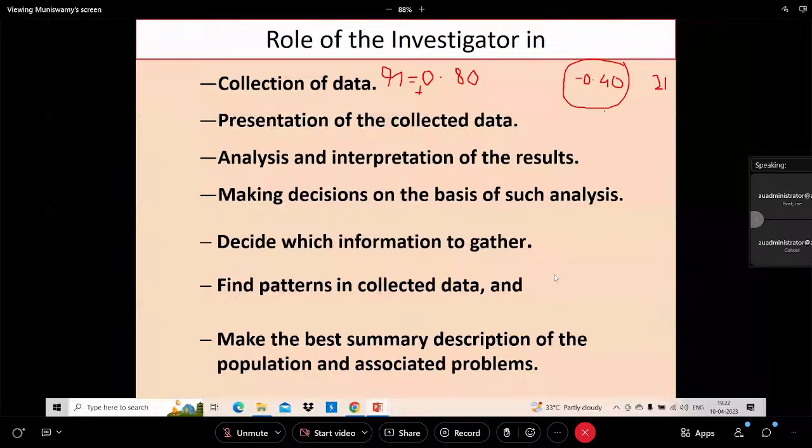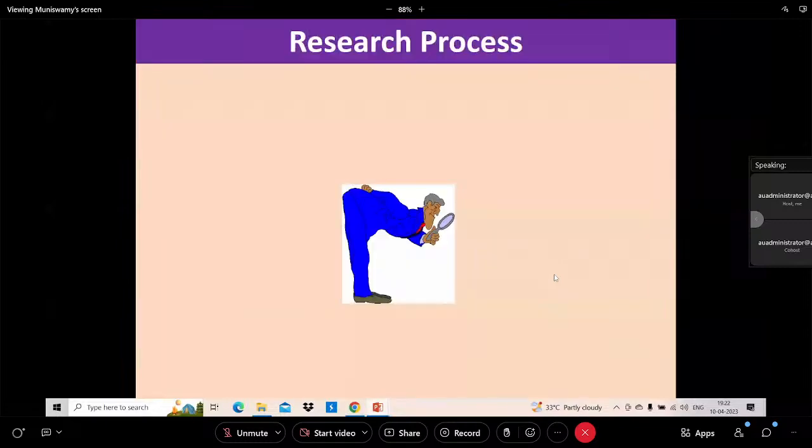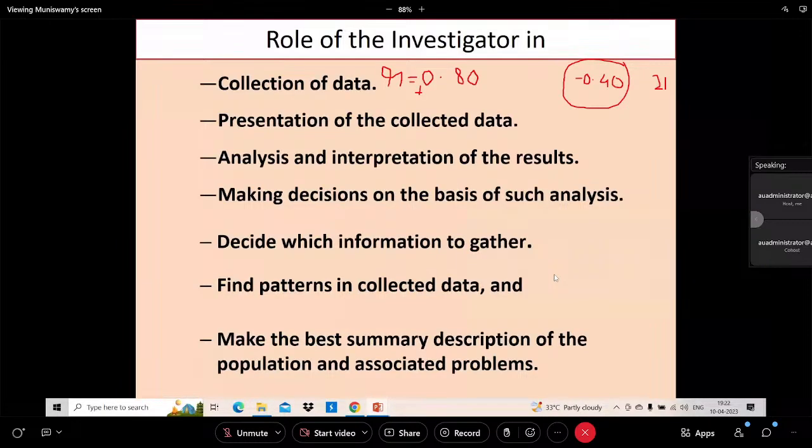So this is the role of an investigator or a researcher. You are all going to submit your project work shortly. So what is your role? How do we analyze, how do we submit? That's why this paper is produced for all the science college students, on how to analyze the data.